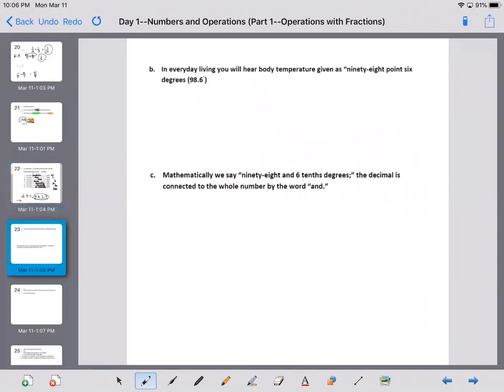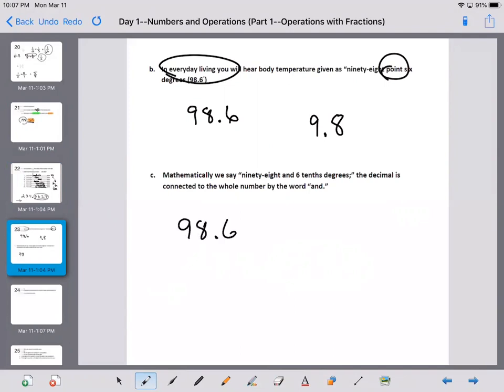So what we typically say in our everyday living, especially when we're talking about temperatures, we would say 98.6. Or in gymnastics, somebody landed a 9, or sometimes we even say they landed a 9.8. So we typically use that point as part of our decimal day to day, but really mathematically we would want to read that as 98 and then the correct place value of 6/10.